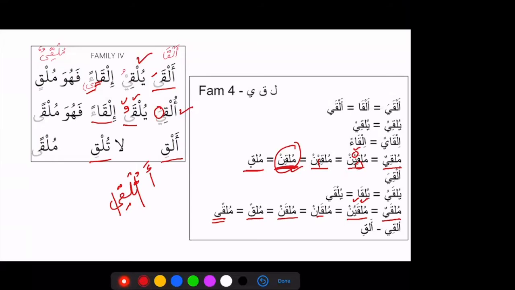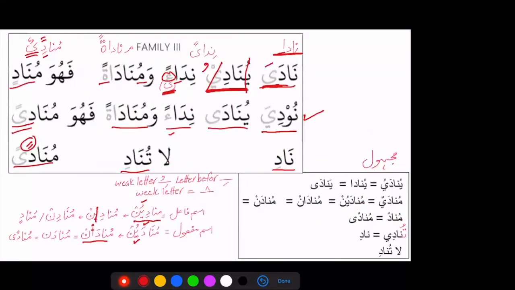Alqi. Then the next is la tulqi, the same rule. And mulqan. Mulqan is to be mulqayun, same like maful. Alif, exactly. Ajwaf rule applies there. Yeah, good.